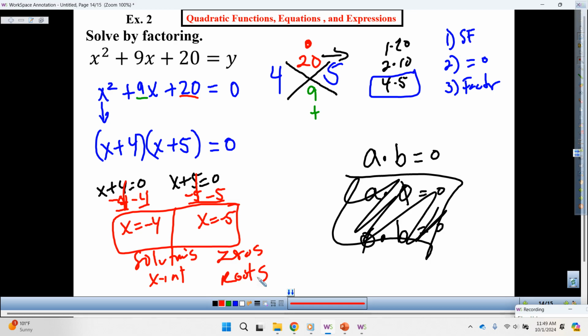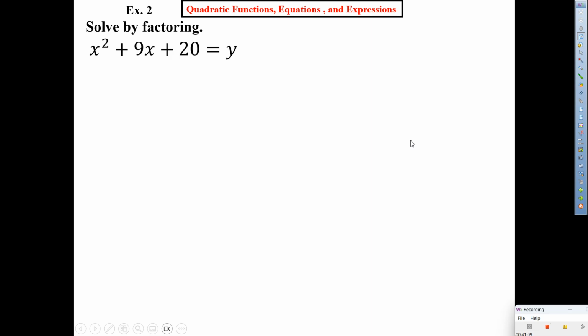Okay, let's do one more. We still have time for one more. Last one. Here you go. Do this one by yourself. X squared plus 7x plus 10 equals y. Got about 45 seconds.